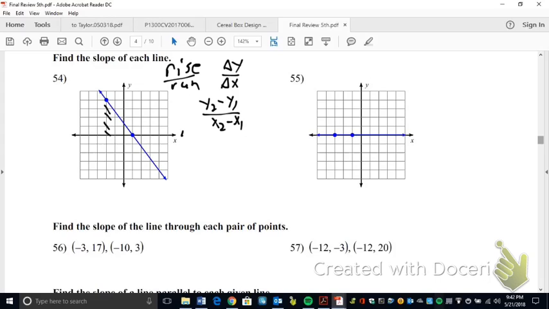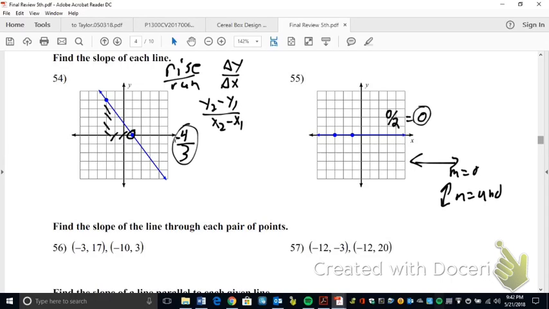Okay, now here on these graphs, it's easy just to count rise. So here we have a 4. It's going to be -4. Run is 3. And so we have -4/3. Now, 55, there's 0. There's no rise. So it's 0 over 2. Whenever we have a horizontal line, the slope is 0. Whenever we have a vertical line, the slope is undefined.